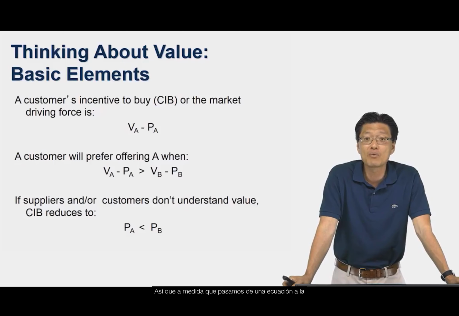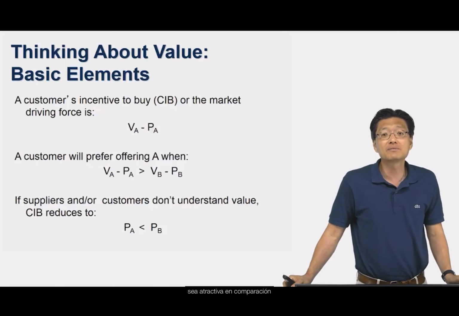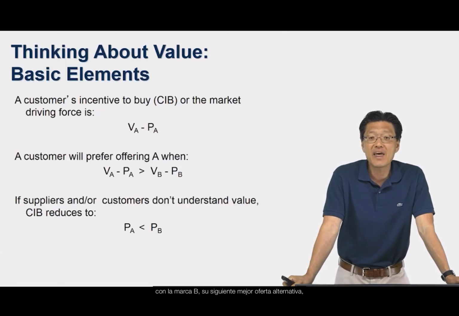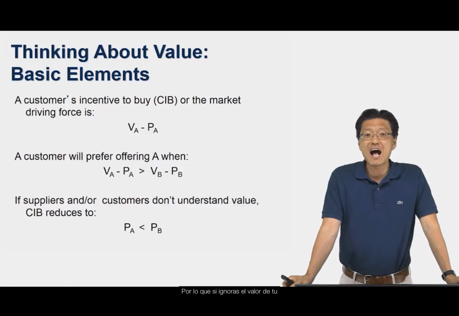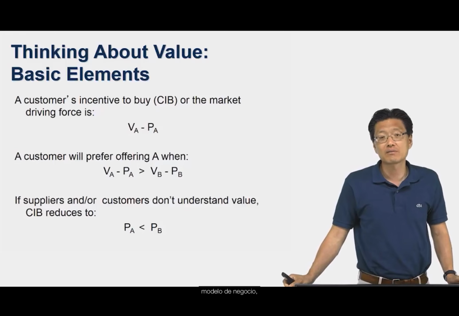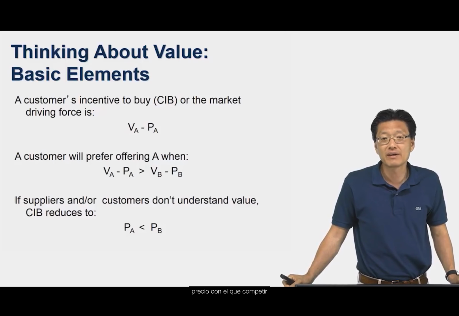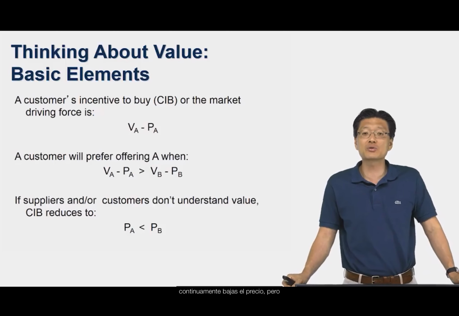As we go from one equation to the next, where PA is less than PB, that basically means that in order for brand A to be attractive compared to brand B, its next best alternative offering, they have to lower their price, which implies the beginning of a price war. So if you ignore value from your business model, you're left with price to compete with. And the only way to win customers is if you continuously lower your price.